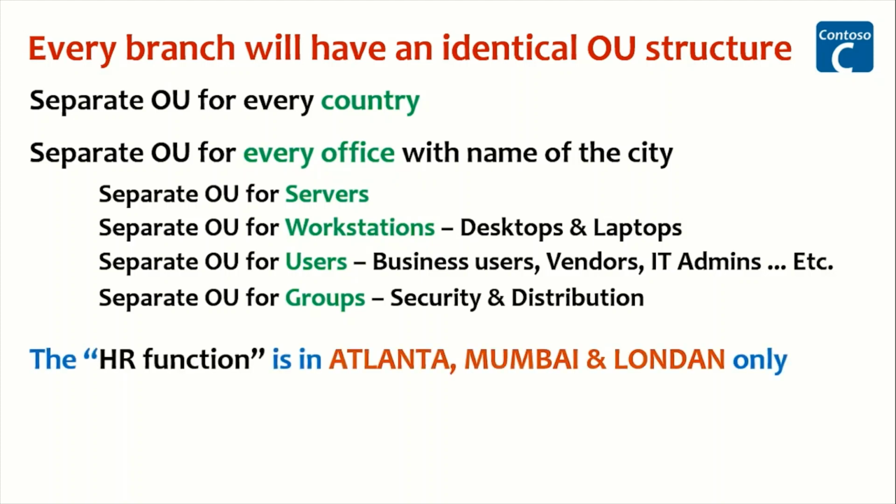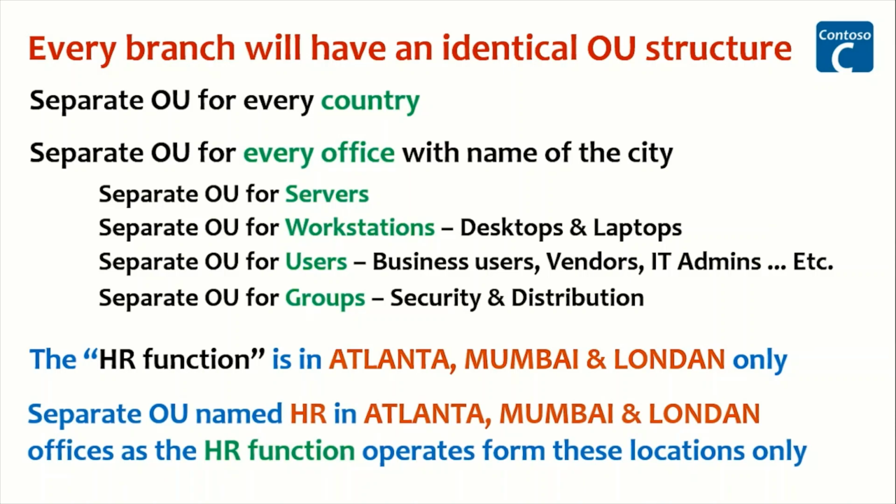Now the HR function is in Atlanta, Mumbai and London only. So we don't have HR functions across the globe for this Contoso Financial Services. So the HR operates from Atlanta, Mumbai and London only. So there will be a separate OU named HR in Atlanta, Mumbai and London offices, and we will not have any HR OU in any other location.